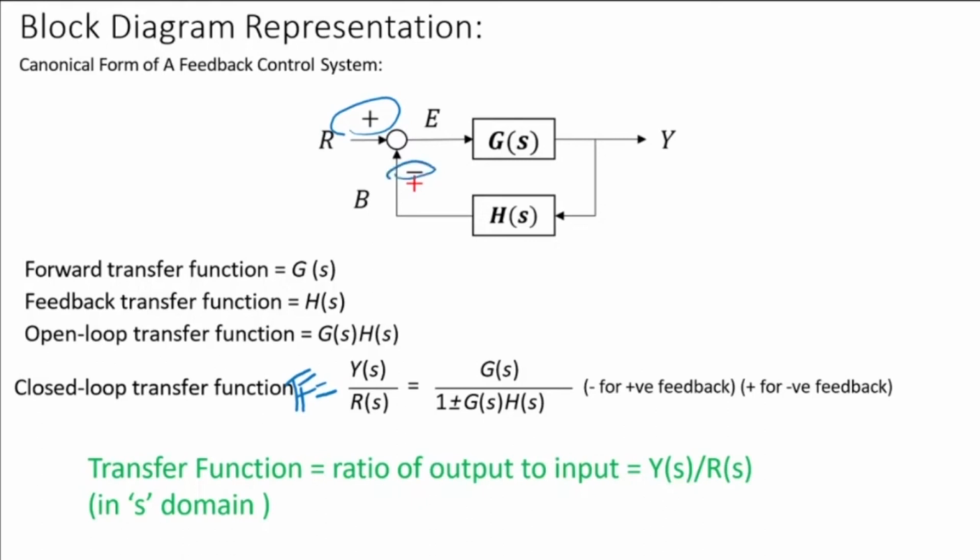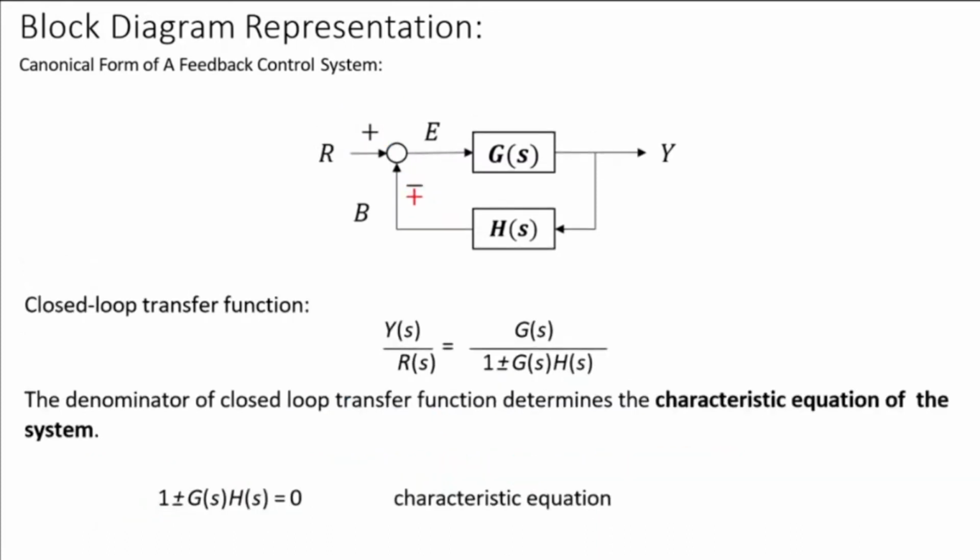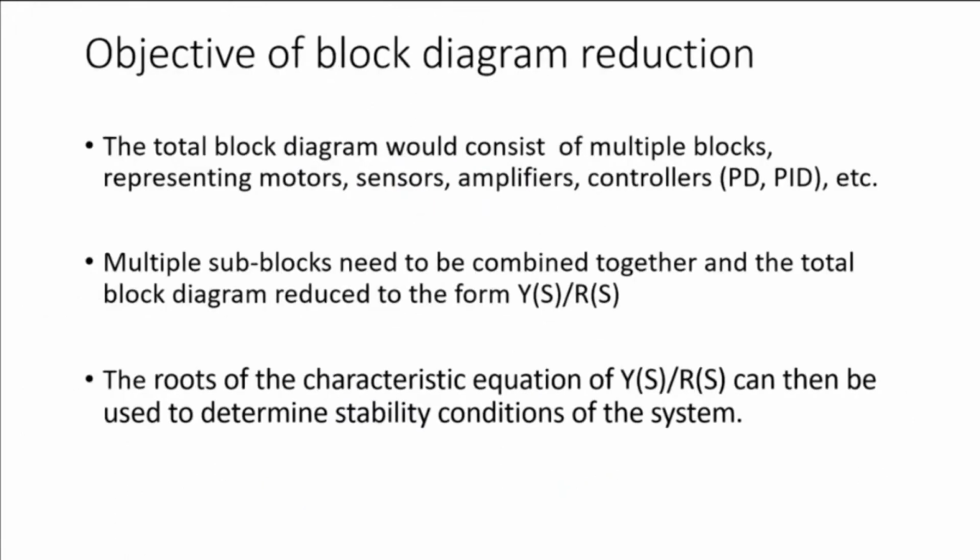If the feedback becomes a plus, then this will become a minus. That is something to note, so please be careful about these signs, which is plus and which is minus. We also derived how we got this transfer function, so please have a look at the last class. Now moving forward, for a control system, the total block diagram would consist of multiple blocks.